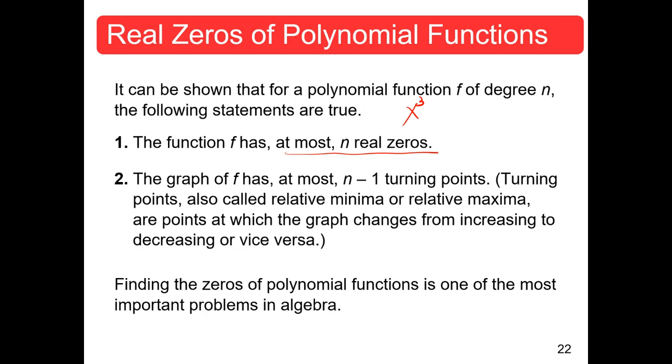And in terms of turning points, what I mean by a turning point is like going this direction, and all of a sudden I'm going this direction. This is a turning point. This would be n minus 1 turning points. I have 3 as my degree in this particular function, so my turning points will be 3 minus 1, or 2 turning points somewhere in the function.